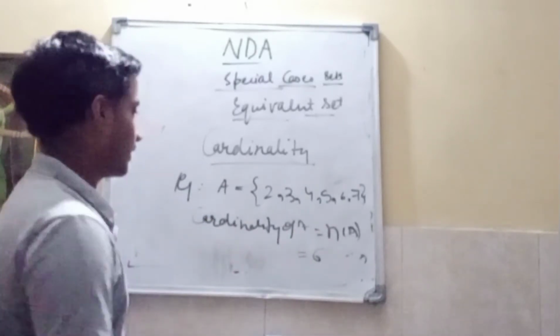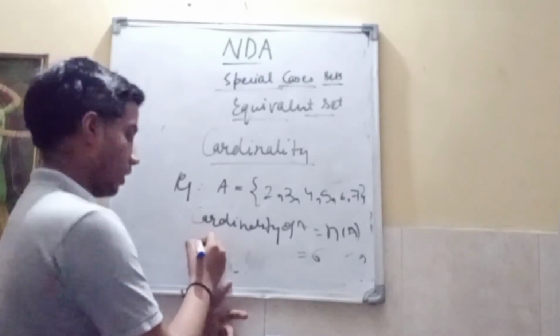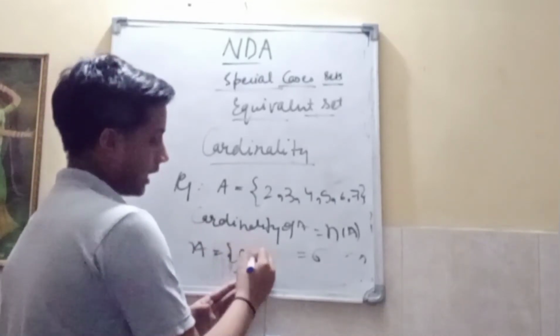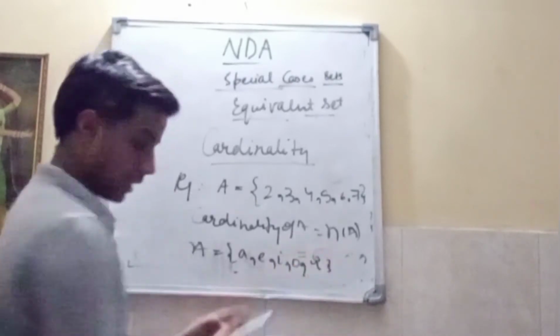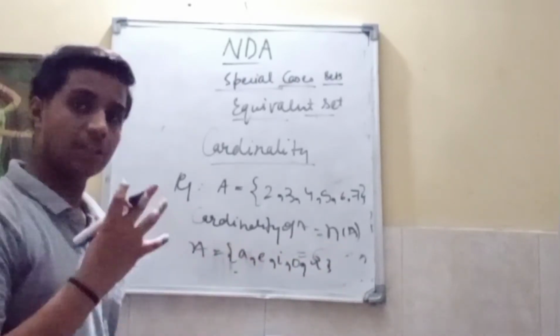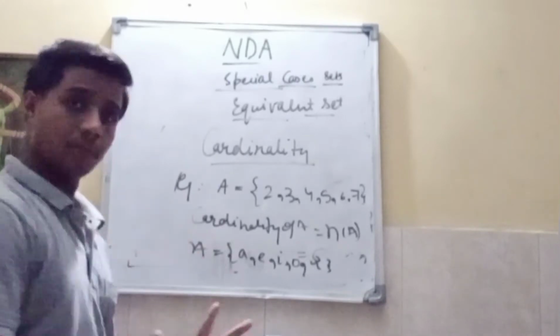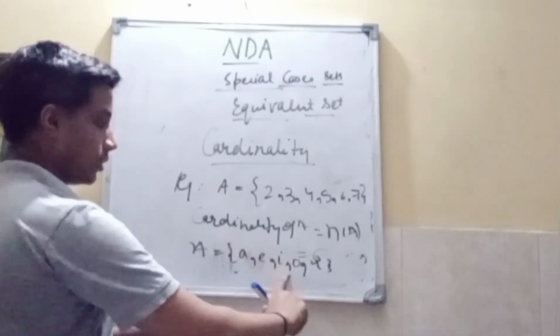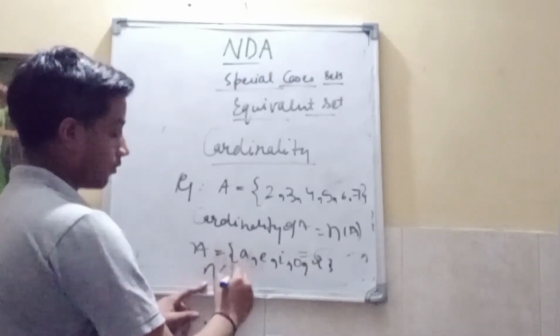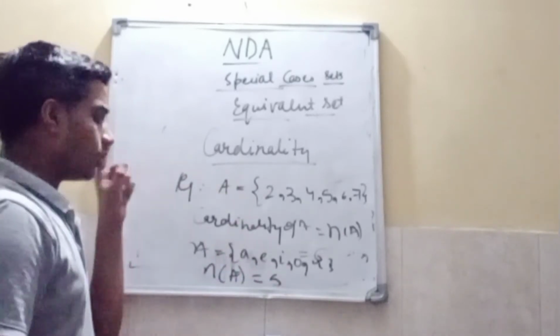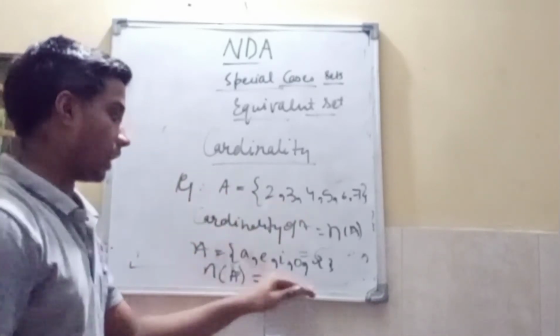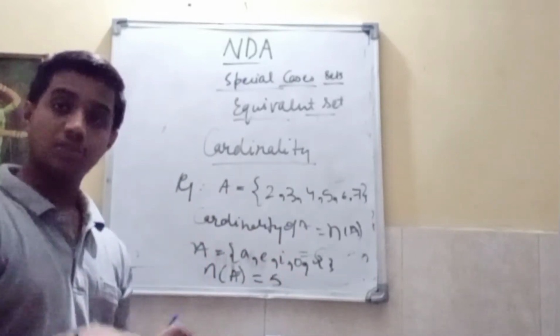Let's take another example, like A is equal to {A, E, I, O, U}. These are the set of vowels. There are 5 vowels: 1, 2, 3, 4, 5. So the cardinality of vowels is equal to 5. If the cardinality of the numbers is not equal to the cardinality of the vowels, then it is not an equivalent set.